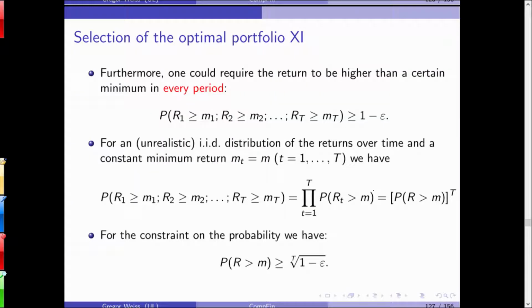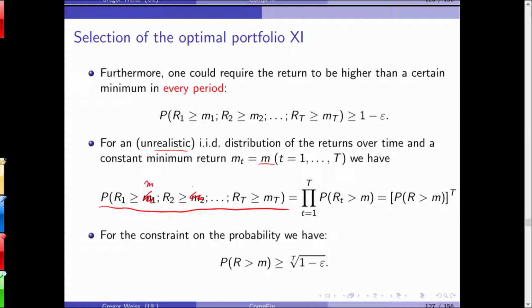portfolio optimization. Furthermore, one could also require the return to be higher than a certain minimum in every period. So every day we are expecting at least 1%. This is of course a tougher restriction to fulfill. And if we now assume, unrealistically, admittedly, but still, an IID distribution of the returns over time and a constant minimum return M_t equals M, we have the probability that R1, the return in the first period, is larger than M1, and the return in the second period is larger than M2, and so on. We want to calculate this probability.